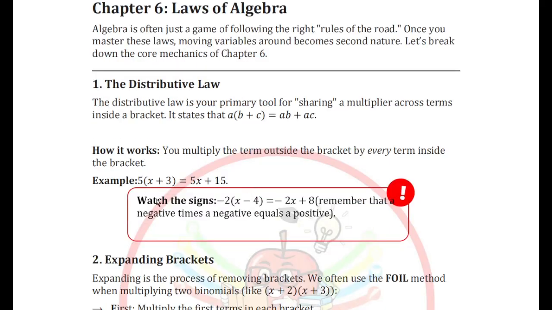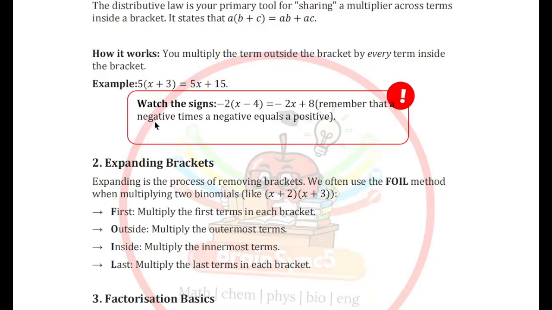An example here, you have 5 times x plus 3, so it is 5 times x, 5x. 5 times 3, it is 15. Fine. So watch the signs, guys, keep in mind the signs. So negative 2 times x, it is negative 2x. Negative 2 times negative 4, it is positive 8. These signs are very important to keep in mind. You forget these signs, you have major challenges in algebra.